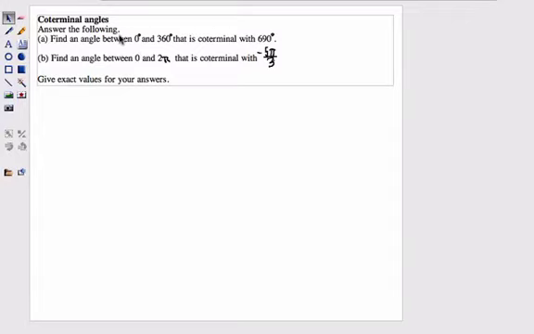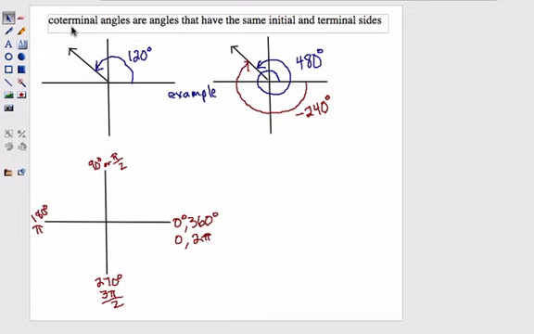Here's an example of a coterminal angles problem in ALEKS. Before we get into this, I just want to go over a few things with you. First of all, coterminal angles are angles that have the same initial and terminal sides.